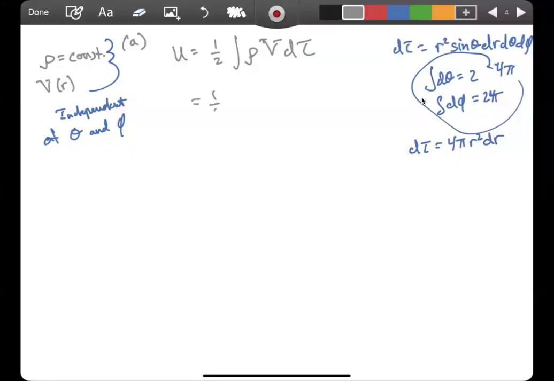So in this case, we're going to have a 1/2. Good. We know the charge density is constant, so I'm going to go ahead and pull that guy out. I'm going to get a 4 pi, which is also constant, coming from this guy here. Good. And now we're going to get the potential term.